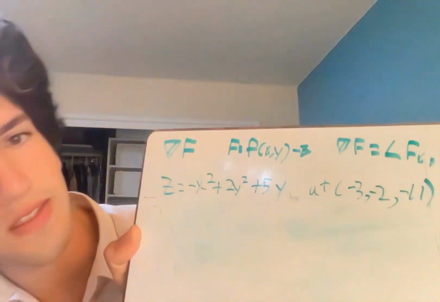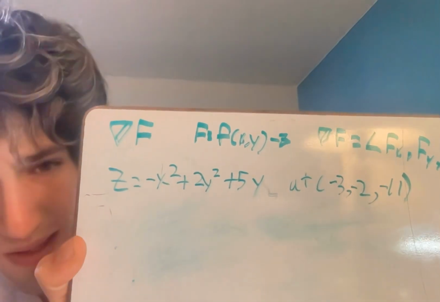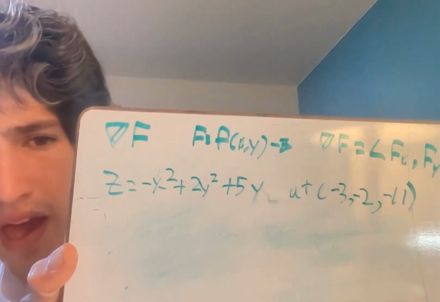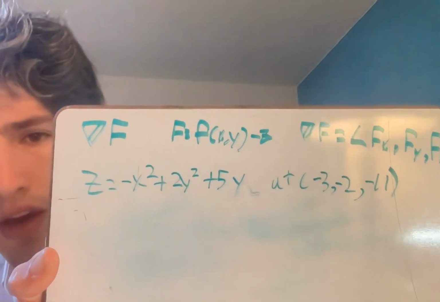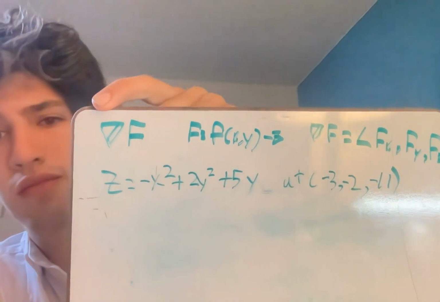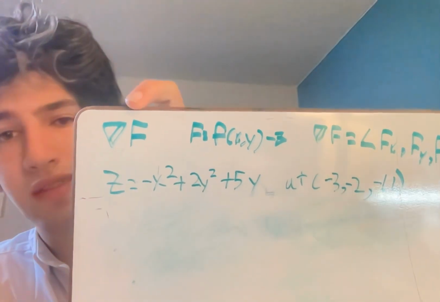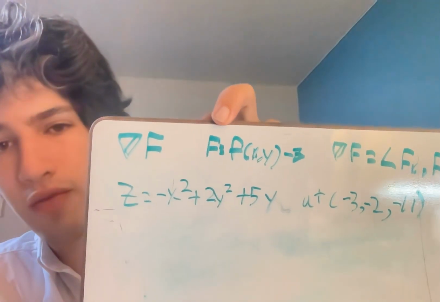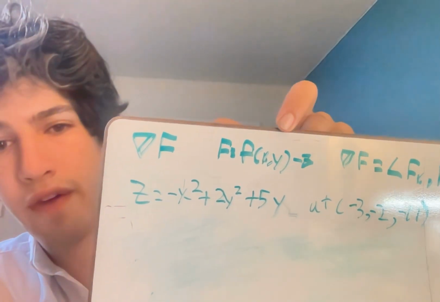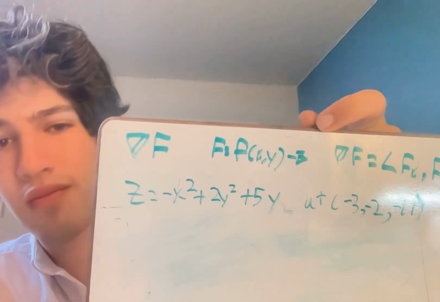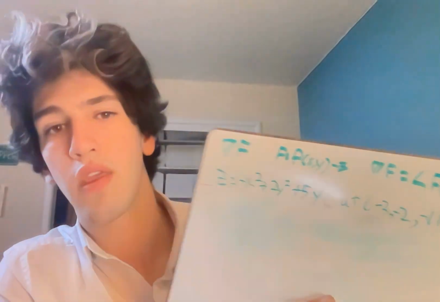The equation that I'm going to be using is z equals negative x squared plus 2y squared plus 5y at the point (-3, -2, -11). I'm going to be using the gradient of big F, where big F is equal to little f of x, y minus z, which is also equal to 0.